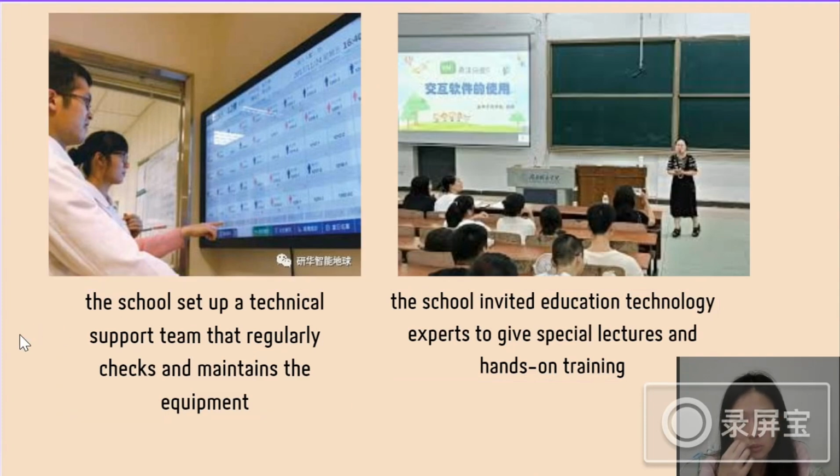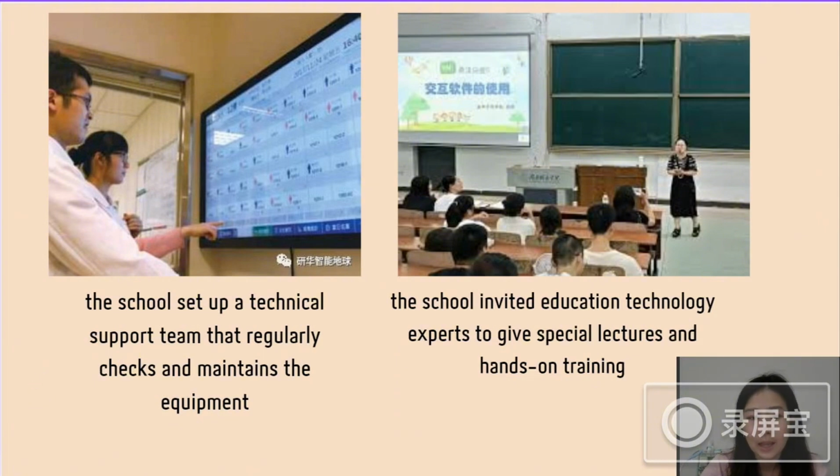A middle school in Guangzhou purchased 100 IWBs with funding from a government education technology grant, equipping all classrooms with these tools. To ensure the devices would last, the school set up a technical support team that regularly checks and maintains the equipment. This system helped avoid issues with unused or broken devices.